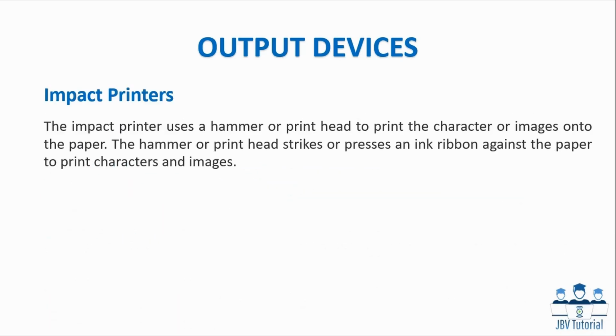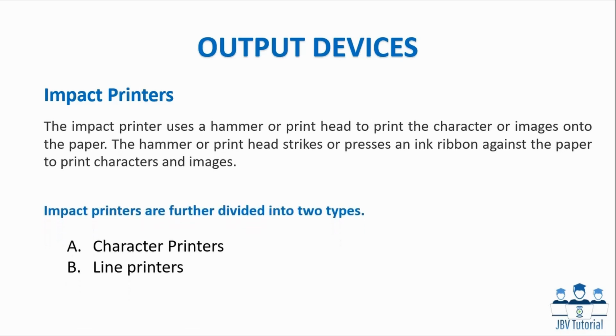Impact printer. The impact printer uses a hammer or print head to print the character or images onto the paper. The hammer or print head strikes or presses an ink ribbon against the paper to print characters and images. Impact printers are further divided into two types. 1. Character printers. 2. Line printers.